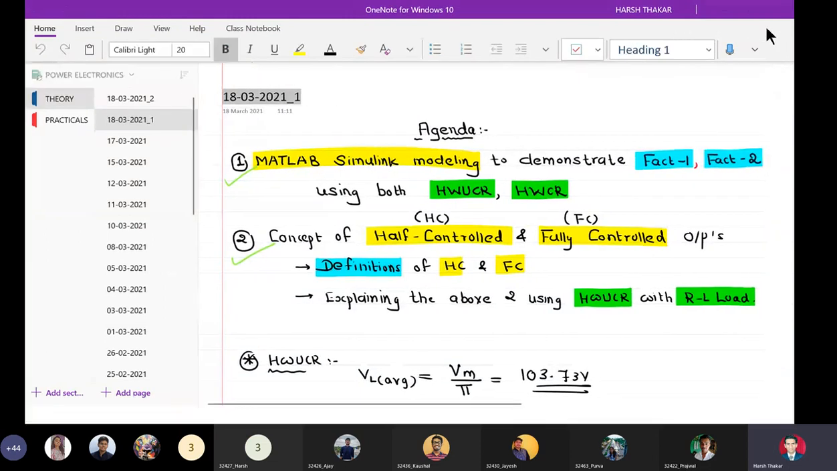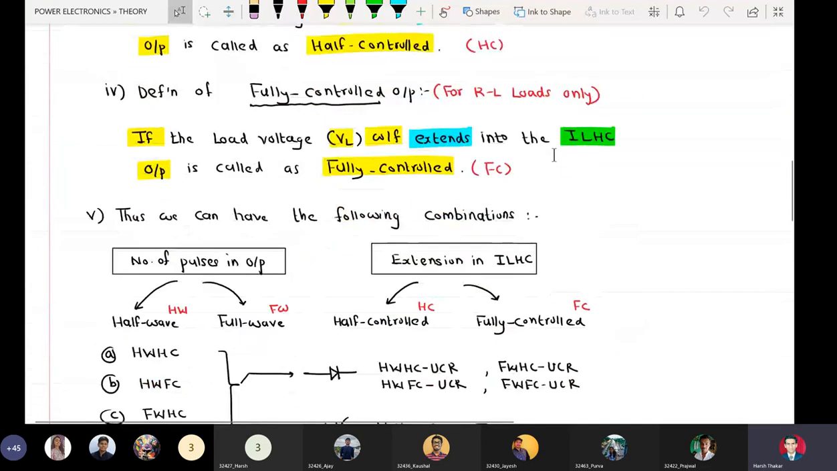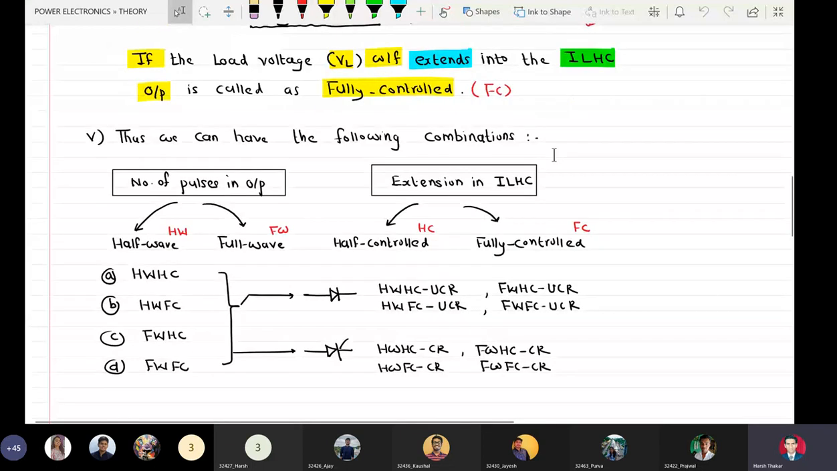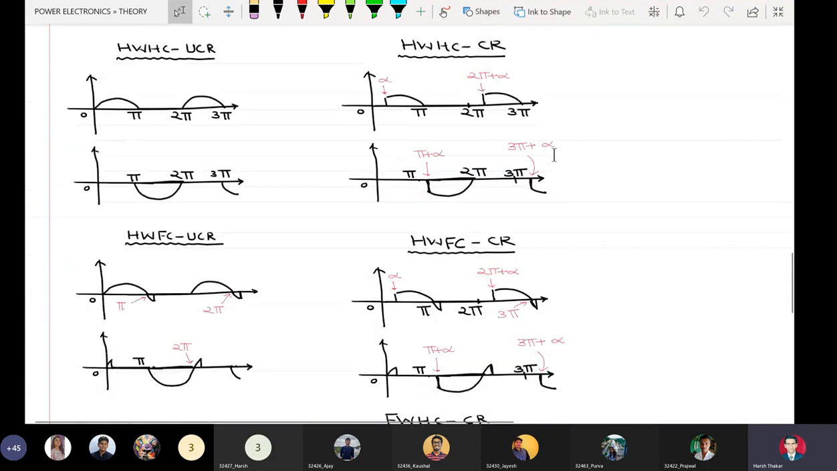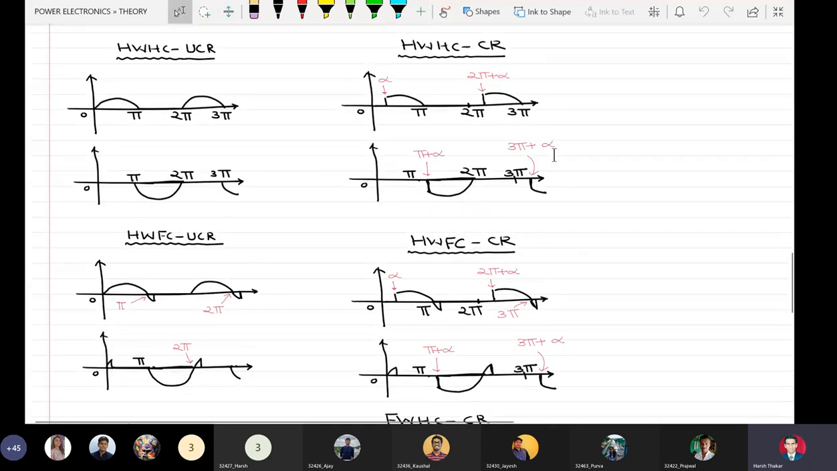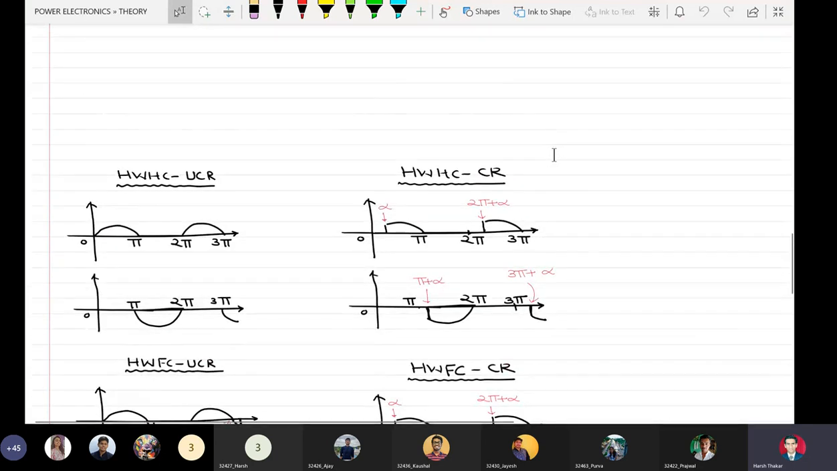After our lecture finished at 12:15, I have added some notes here. We told that these 8 kinds of combinations are possible if we combine the half wave, full wave, and half controlled and fully controlled concepts together. And I have drawn these waveforms. Although you could not see these waveforms during the course of the lecture, they are available in the notes which are printed to PDF.